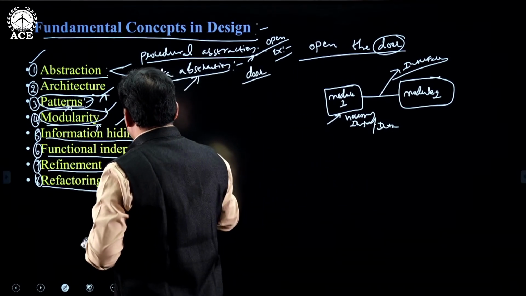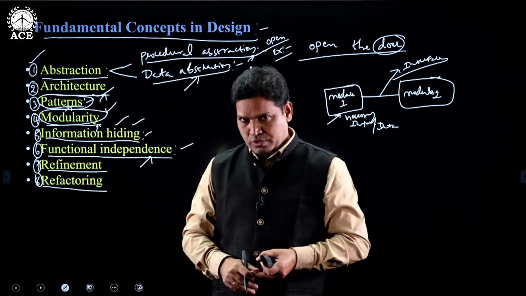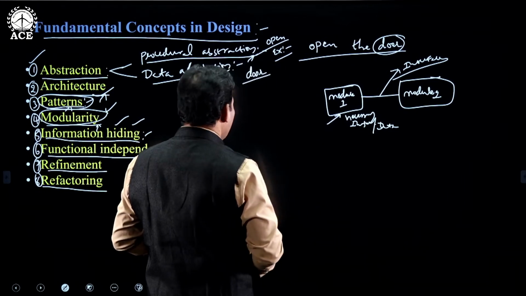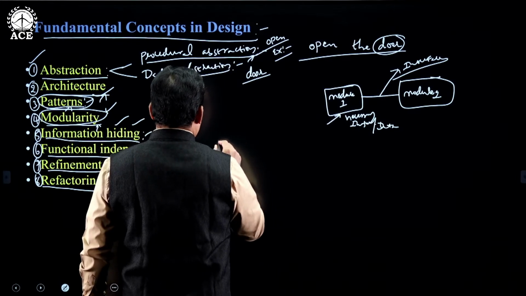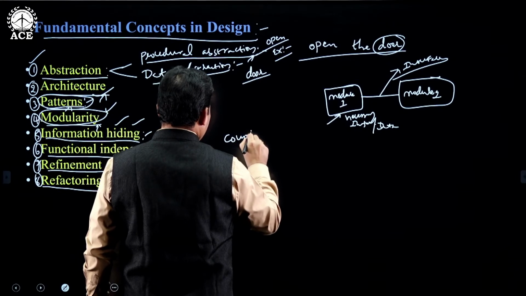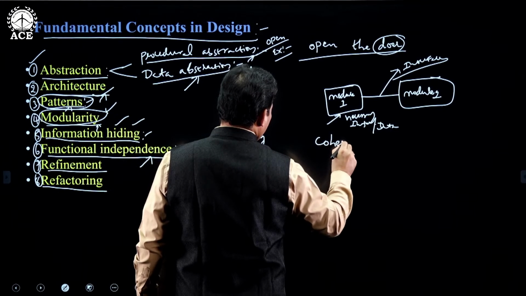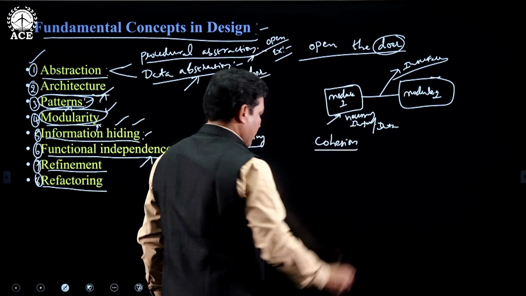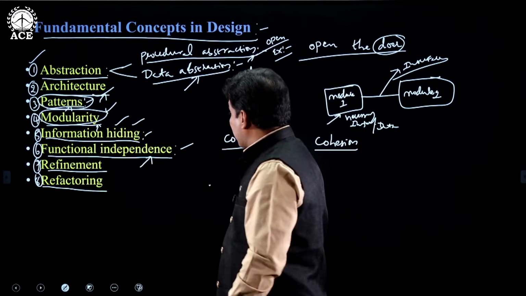Coming to functional independence. What is the importance of functional independence? How to achieve functional independence? About functional independence, we'll discuss here. Functional independence can be discussed by using two attributes, that is coupling and cohesion. What is coupling? What is cohesion? That we'll discuss here. Which one achieves functional independence? That we'll discuss, right?